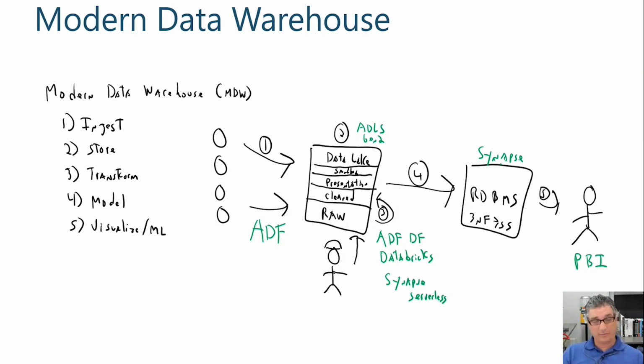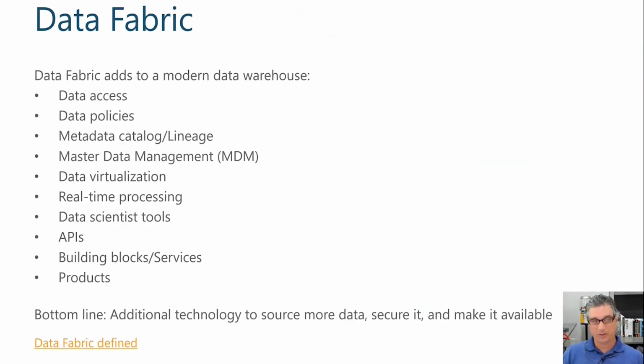Now, where things have progressed is where people are now talking about a data fabric. And a data fabric, you can think of it as a glorified modern data warehouse. It's just adding additional features to a modern data warehouse. So sometimes people are not even using the word modern data warehouse now. I'm hearing a lot of it just being called a data fabric.